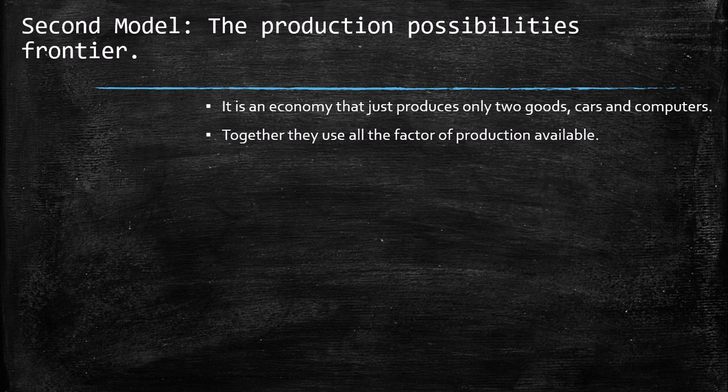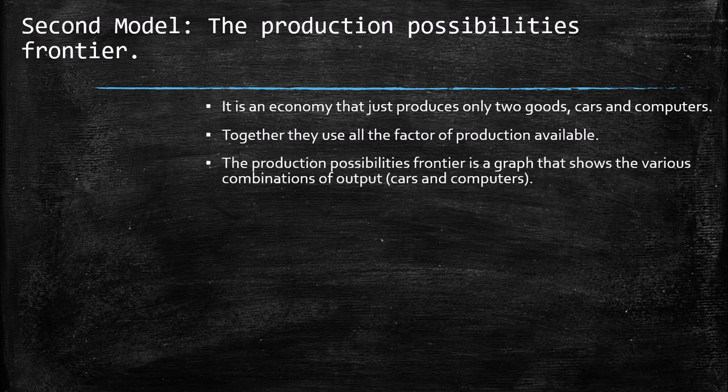So what are the factors of production? Remember, it's going to be land, capital, and labor. So they are using all the factors of production in order to produce cars and computers. The production possibilities frontier is a graph that shows the various combinations of output, cars and computers. The first model was a circular flow, and this model is just a graph. So how can we understand that? They can produce given the available factors.